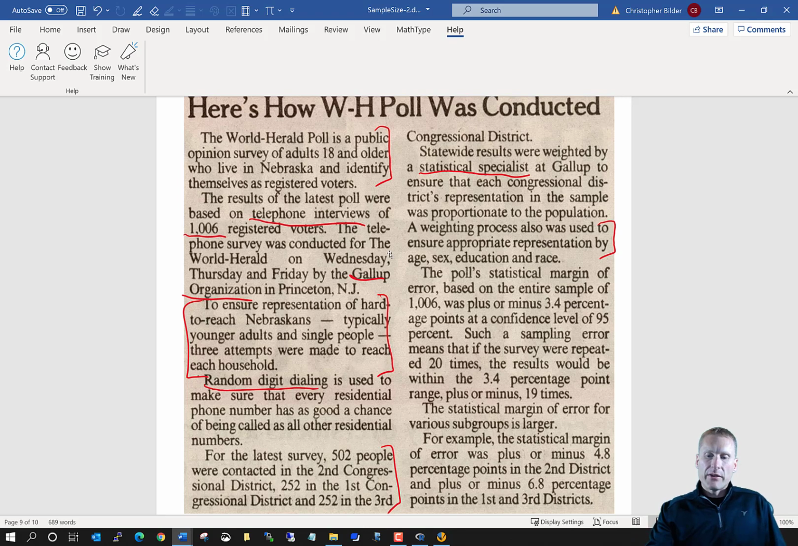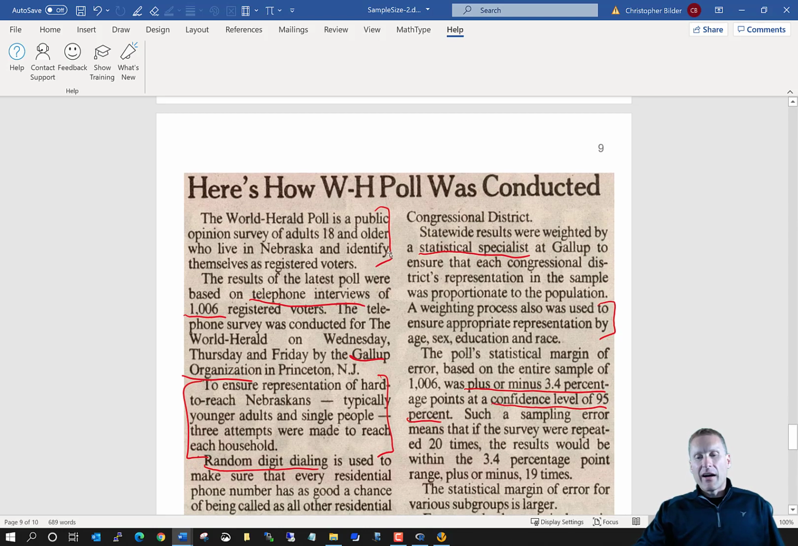Okay, now here's the really good stuff. The poll's statistical margin of error based on the entire sample of 1006 was plus or minus 3.4 percentage points. That's our E. And notice here, they say, and at a confidence level of 95%. Now, such a sampling error means that if the survey were repeated 20 times, the results would be within the 3.4 percentage point range, plus or minus, 19 times. And they should say on average.